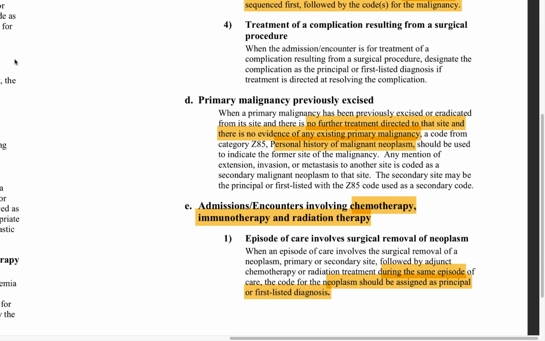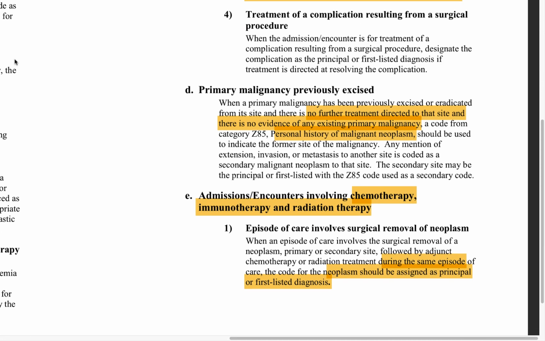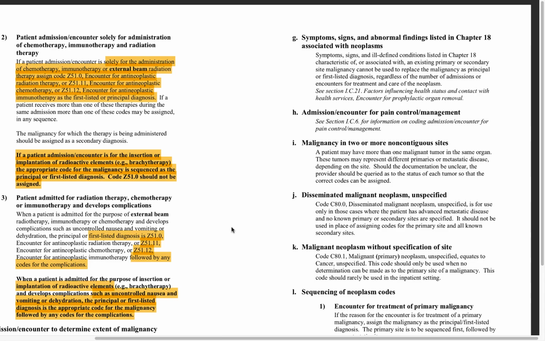Admissions, encounters involving chemotherapy, immunotherapy, and radiation therapy. When an episode of care involves the surgical removal of a neoplasm, primary or secondary site, followed by an adjunct chemotherapy or radiation treatment during the same episode of care, the code for the neoplasm should be assigned as the principal first listed diagnosis. Go through the rest of Chapter 2 and make your notes and highlights.